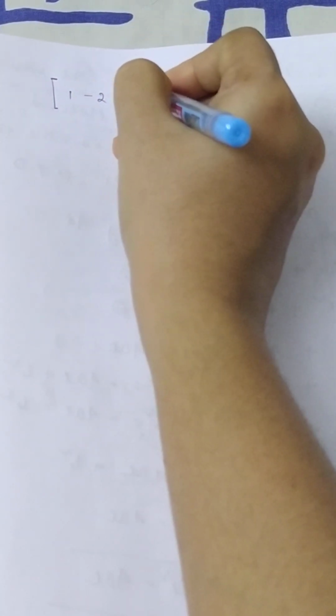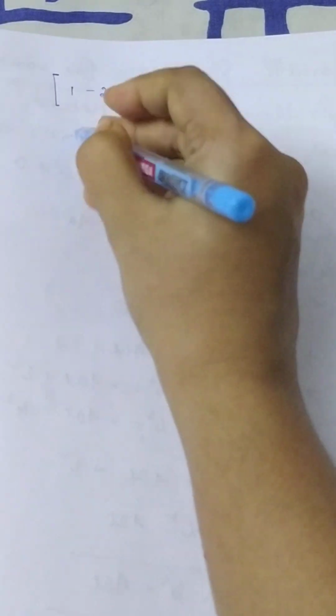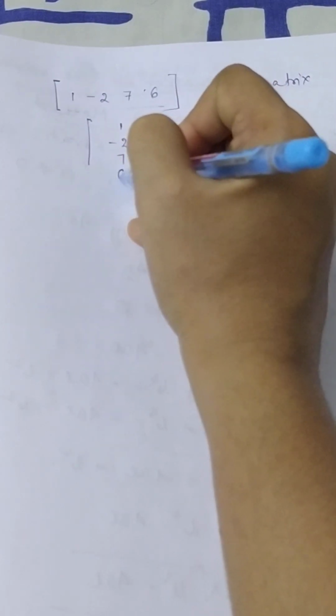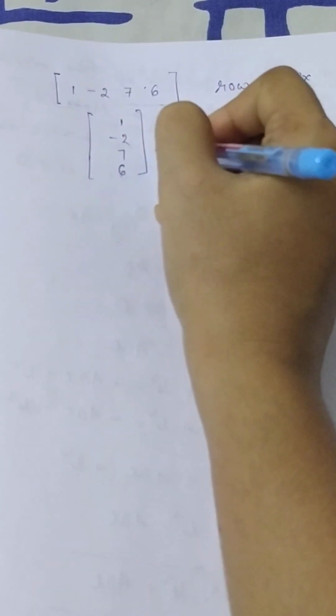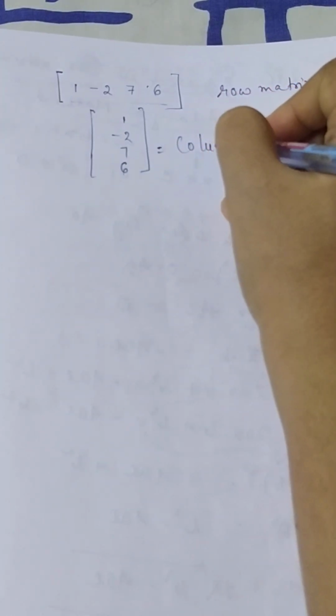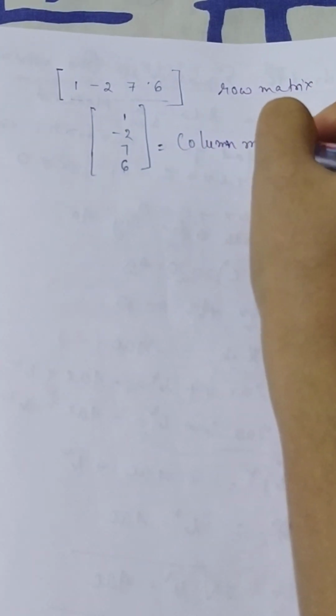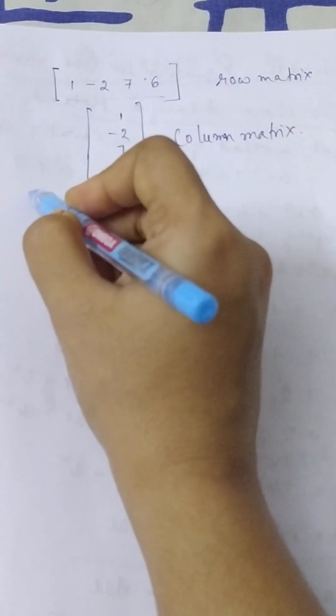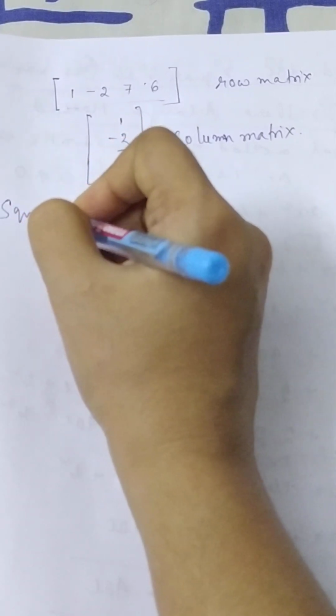Suppose one matrix is like this: 1, minus 2, 7, 6. That means only row is present, there is no column. Okay, so it is called row matrix. Suppose the same thing 1, minus 2, 7 and 6 written vertically. So it is the column matrix. Right. Another term, square matrix.